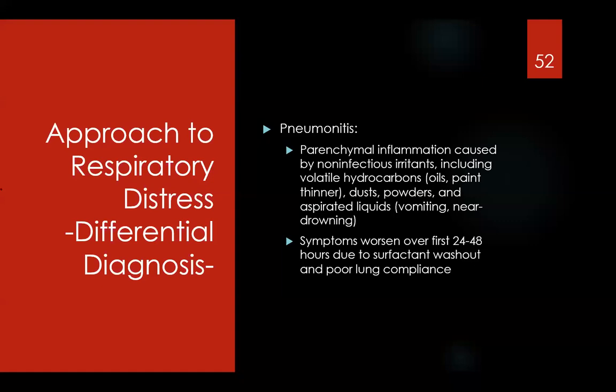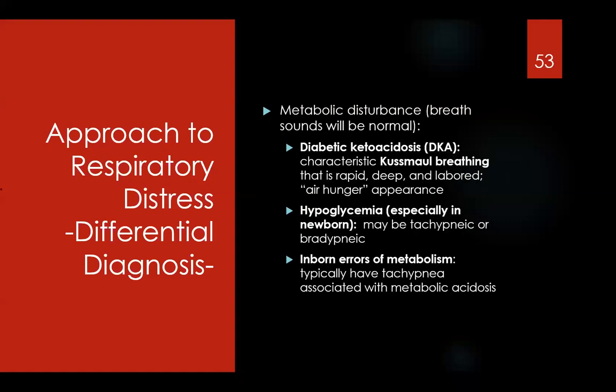Pneumonitis, parenchymal inflammation caused by non-infectious irritants like inhaling oils, paint thinners, dusts, powders, liquids, vomiting, or near drowning, can all cause inflammation of the lung tissue, also known as pneumonitis. Symptoms worsen over the first 24 to 48 hours due to surfactant washout and poor lung compliance.